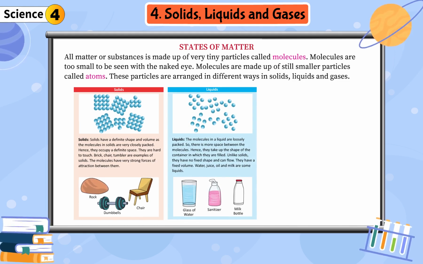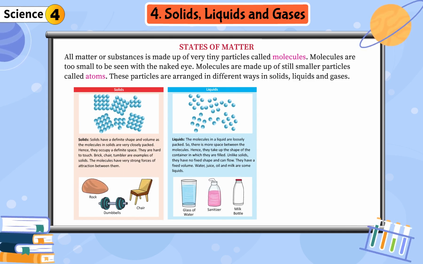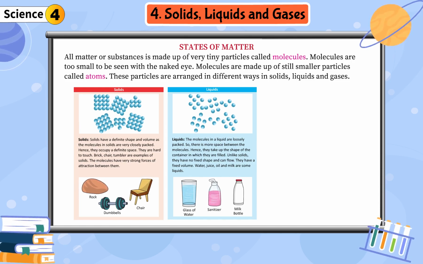Liquids. The molecules in a liquid are loosely packed. So, there is more space between the molecules. Hence, they take up the shape of the container in which they are filled. Unlike solids, they have no fixed shape and can flow. They have a fixed volume. Water, juice, oil and milk are some liquids. Glass of water. Sanitizer. Milk bottle.